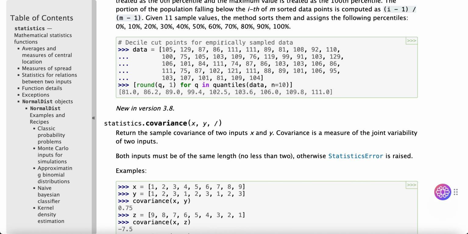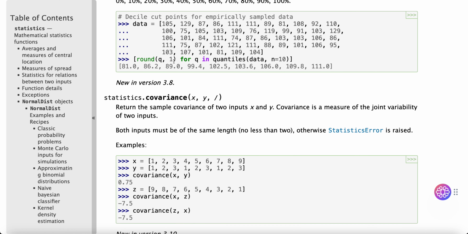Decile cut points for empirically sampled data: data points, round(q, 1) for q in quantiles(data, n=10).